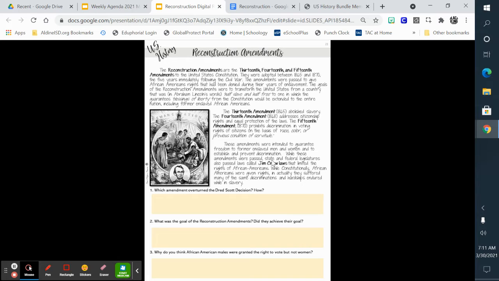These amendments were intended to guarantee freedom to formerly enslaved men and women and to establish the prevention of discrimination. While these amendments were passed, state and federal regulations also passed laws called Jim Crow laws that limited the rights of African Americans. While constitutionally African Americans were given rights, in actuality they suffered many of the same discriminations and hardships endured while in slavery.